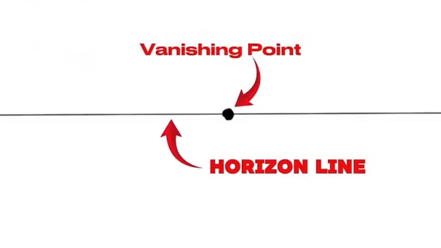Next step is to add a dot. The dot is called the vanishing point. The vanishing point must be placed on the horizon line. Now, we got that out of the way, let's start drawing the perspective of some shapes.